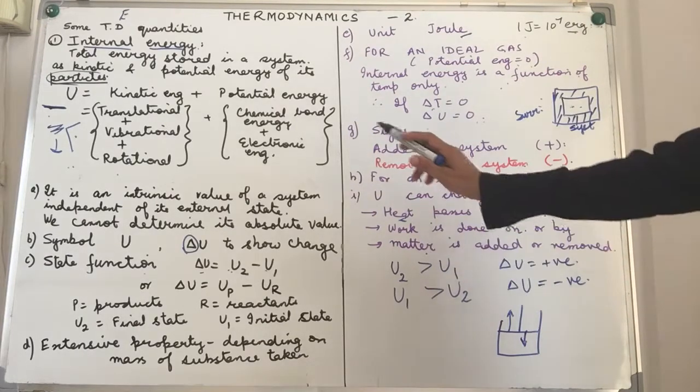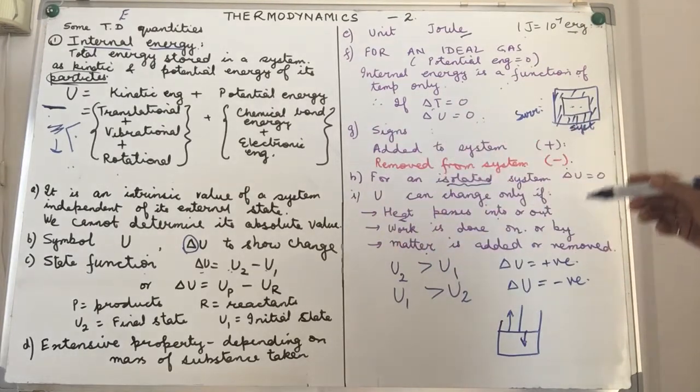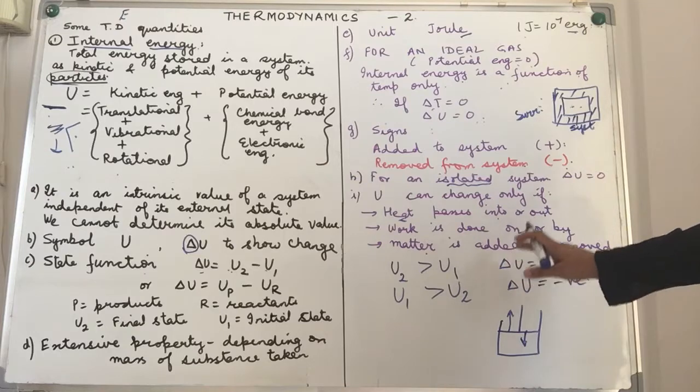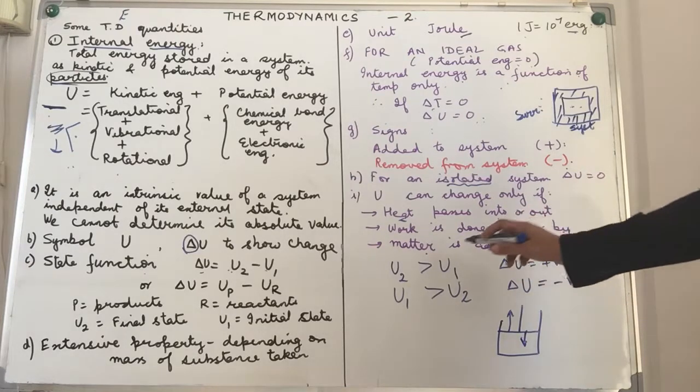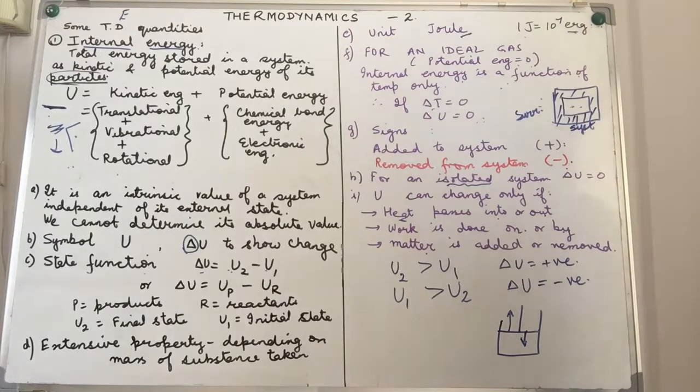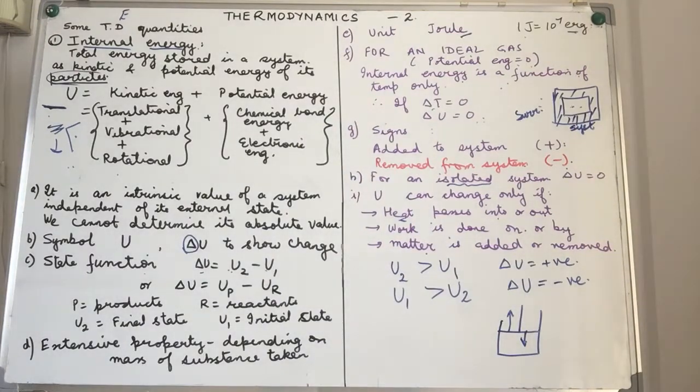Since we said that internal energy is an extensive property depending on the mass of the substance taken, internal energy of a system can also be changed by adding substance. That means by adding matter to the system. That means if you add more sample, the internal energy will get changed. Next heading we shall be doing is work.